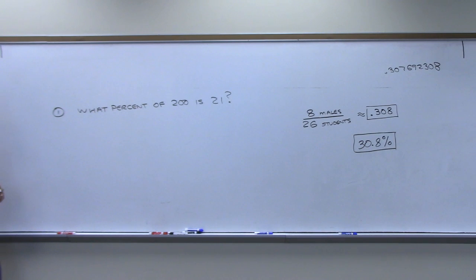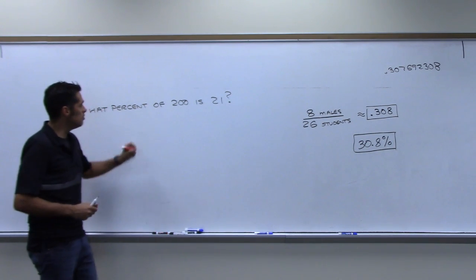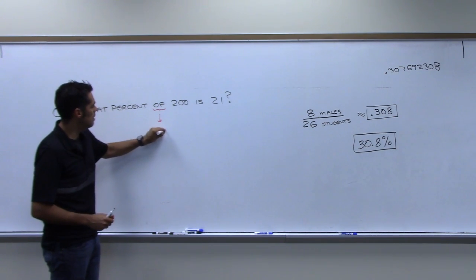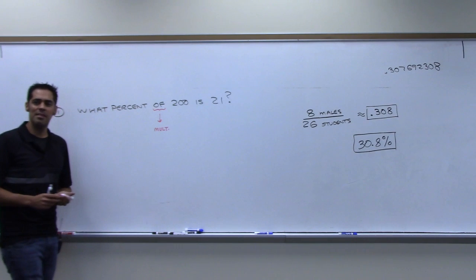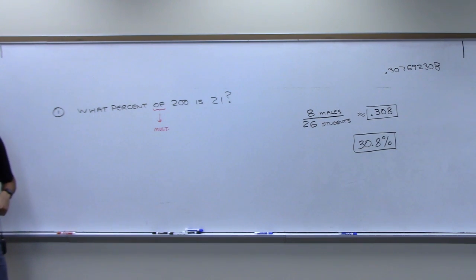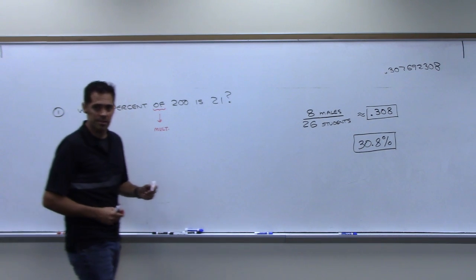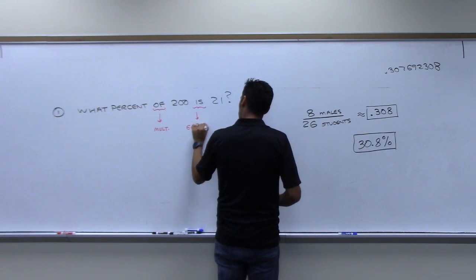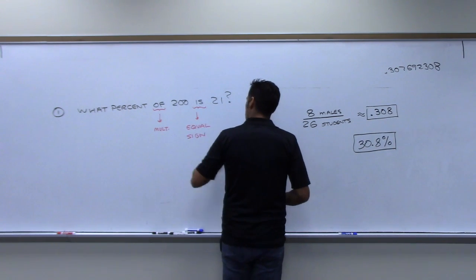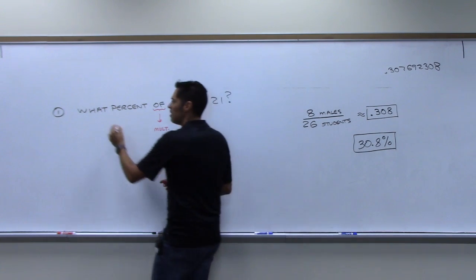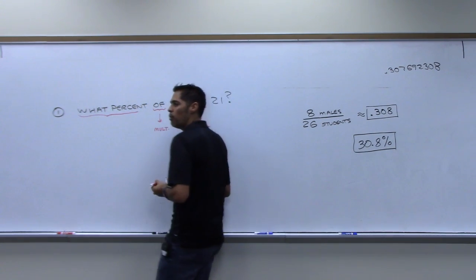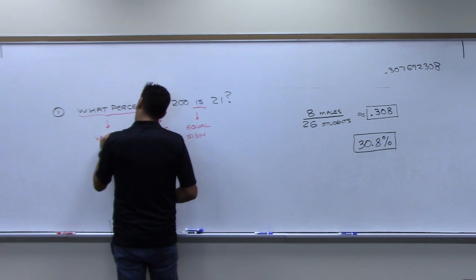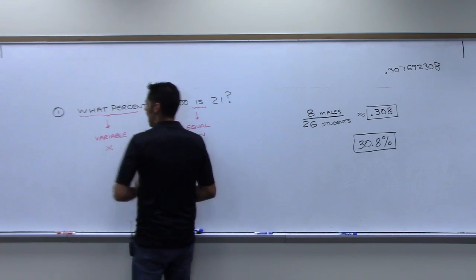We're always going to look at the word of. Anyone know what we do when we see the word of? We're going to look at that as where we're going to have our multiplication. I'm just going to put MULT. Anytime we see of, we start thinking, yeah, that means multiplication. Anytime we see the word is, we're going to be thinking equal sign. And then when we see the part of it that says what, here in this case it's what percent, this is going to be our variable. In this case we'll use x.